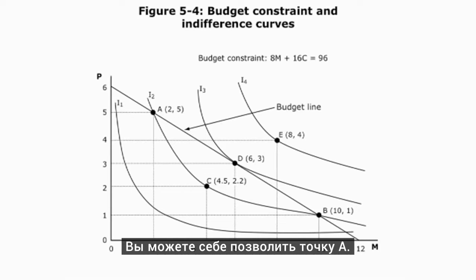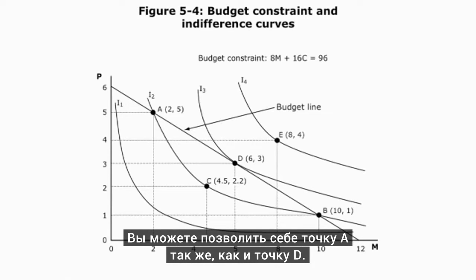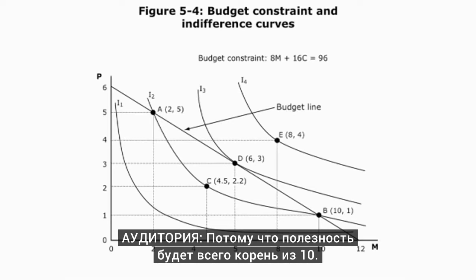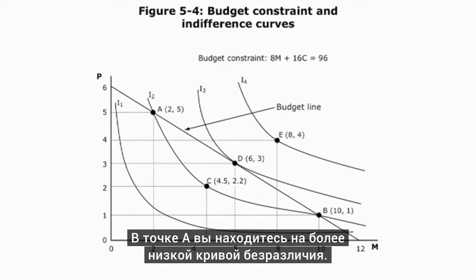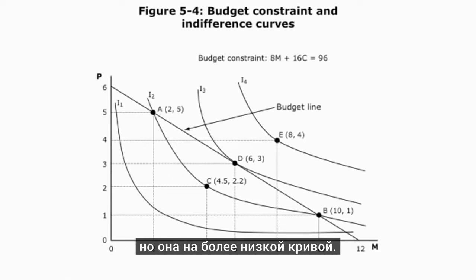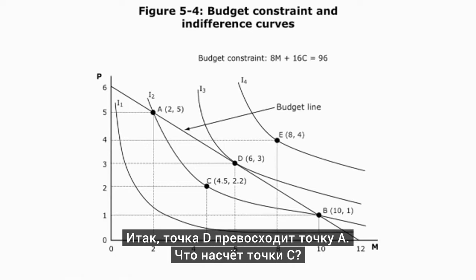Why is point D better than point A? Point A you can afford, just like you can afford point D. Yeah? Because the utility is only root 10. Yes, exactly, because the utility is only the square root of 10. You're on a lower indifference curve at point A. So it's true you can afford point A, but you're on a lower indifference curve. Utility is a lower value, it's only square root of 10. So point A is dominated by point D.